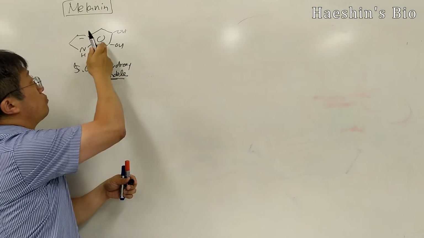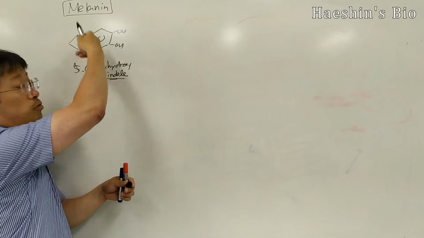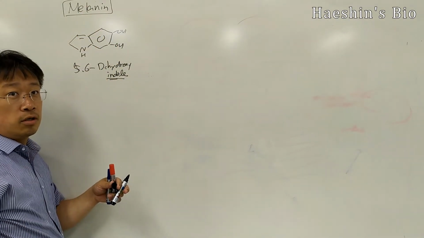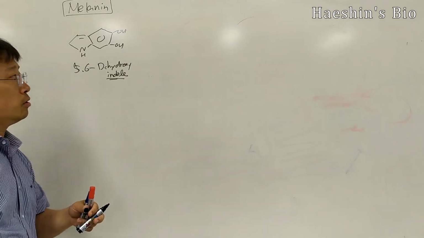So this is what we call the indole structure, with nitrogen at position 1. At the points of 5 and 6, there are dihydroxyl groups. So it's 5,6-dihydroxyindole, DHI.